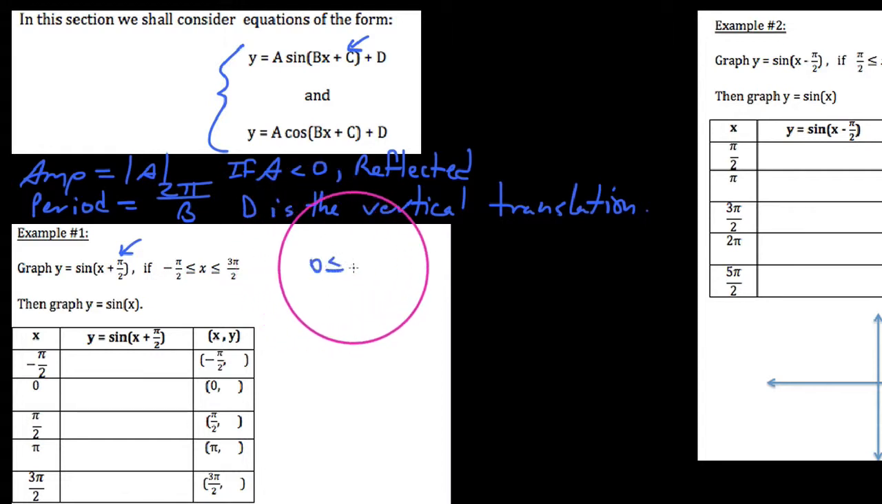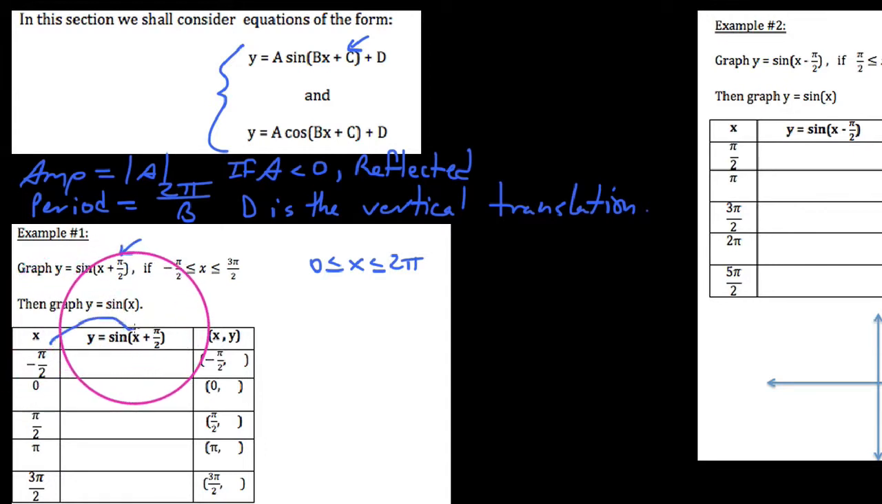Now, let's graph this from negative pi halves out to 3 pi halves, instead of the normal x value between 0 and 2 pi. I've chosen some convenient input values, but let's talk about why. If I were to plug this x value in for x right here, then I get sine of negative pi halves as my input, plus a positive pi halves, which, by the way, are opposites and they cancel out. So you get sine of 0.